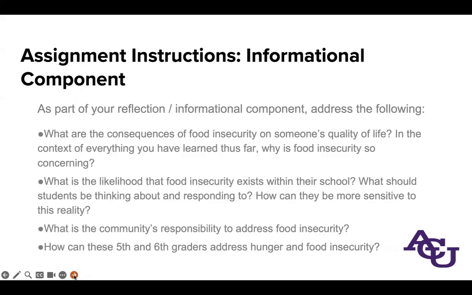Third, if the students are supposed to become more sensitive and responsive to this reality, then what is the community's responsibility where you live to address food insecurity? If you're talking to fifth and sixth graders, what does this mean for the adults in the community? And then finally, how can these fifth and sixth graders address hunger and food insecurity on their own? How can they become actors in this situation?